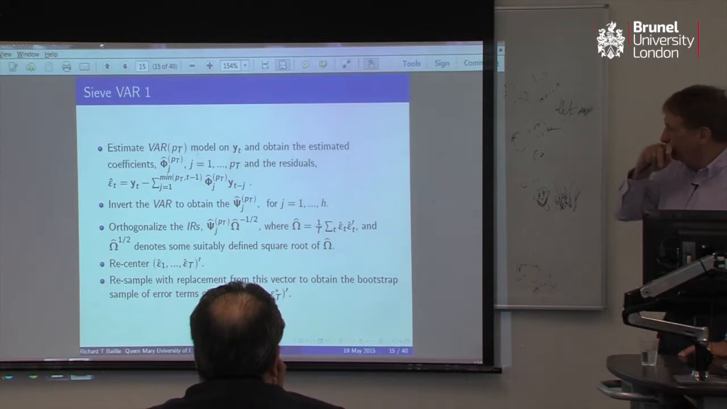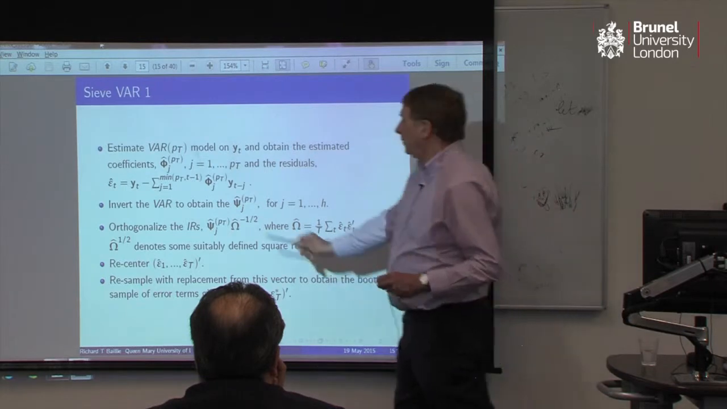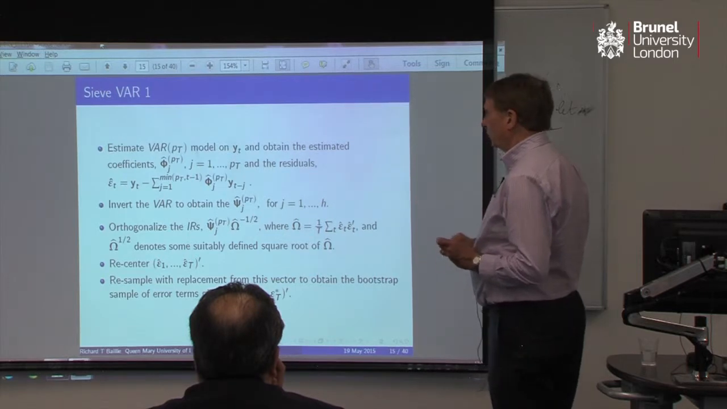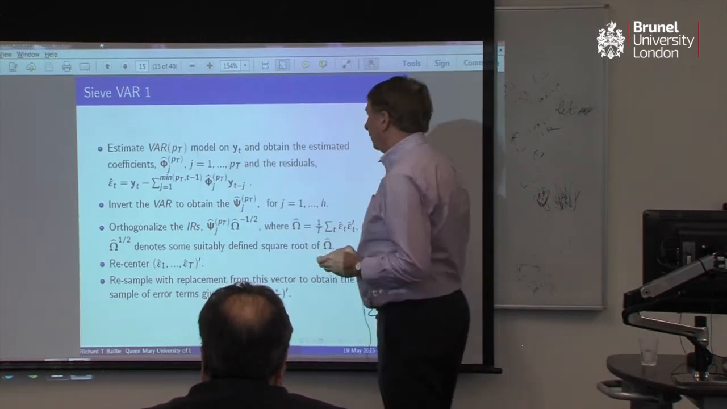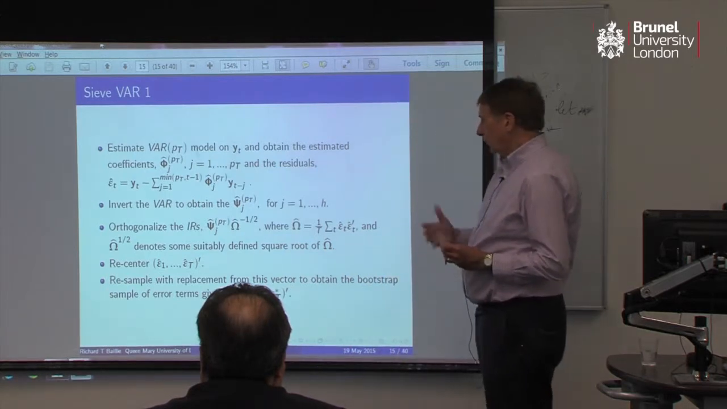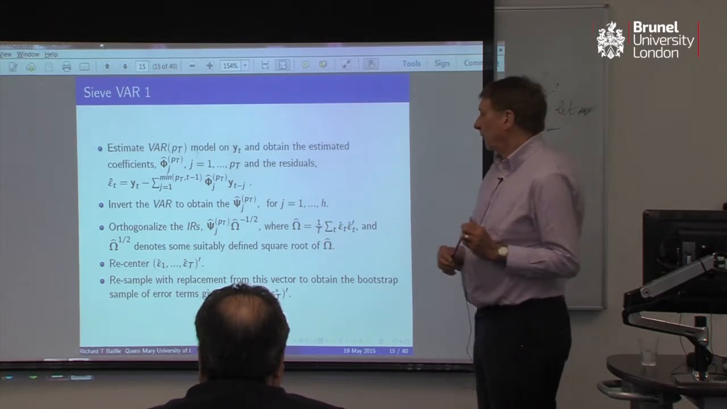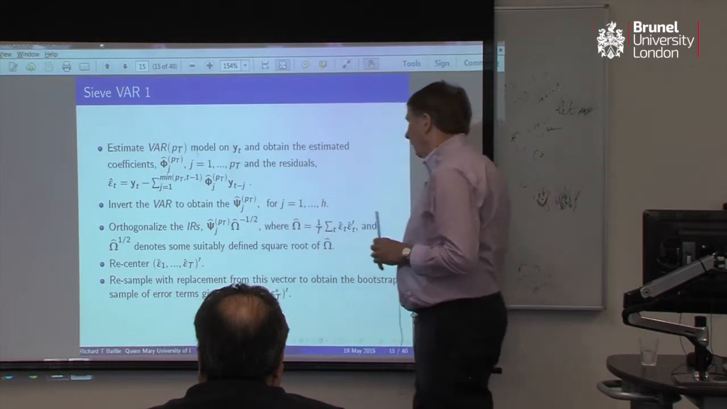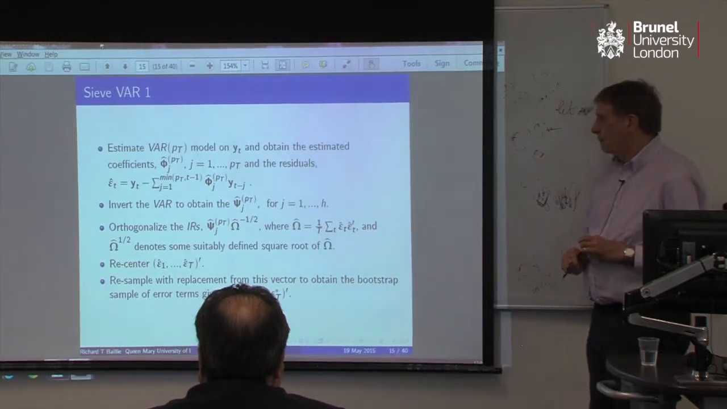Well, what we're doing is really a sieve VAR. Given a choice of PT for the order of the vector autoregression, we can estimate it by just a linear projection, least squares, and get the estimated coefficients, and then of course from that get the residuals in a normal manner. So given the estimated VAR, we can invert that to get the impulse response weights. Numerically that's not a great problem. And then you can orthogonalize it in this way, given appropriate square root normalization of omega.